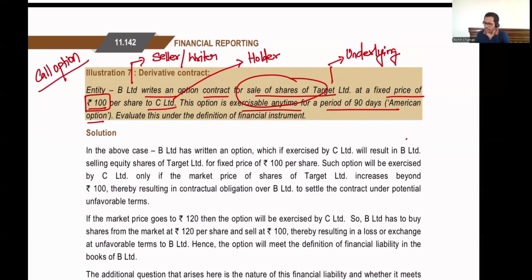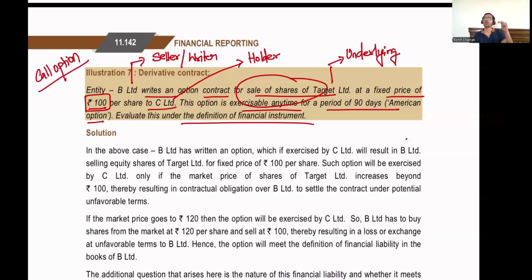The question is to evaluate this under the definition of financial instrument. Basically, the question is asking us to evaluate whether this is going to be a derivative or not a derivative contract. To evaluate that, we have to test three conditions. Condition number one is the value of the option contract. The value of this contract should fluctuate or change based on the change in the underlying variable.